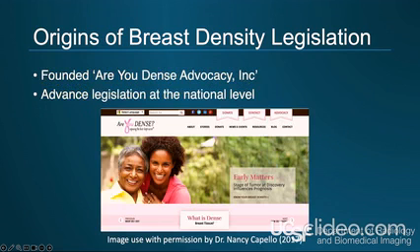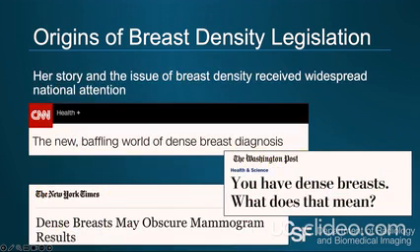In addition, she also founded a nonprofit organization called Are You Dense Advocacy Incorporated. She also started a grassroots movement to advance legislation in other states and took her campaign to the national level. Her story and the issue of breast density received widespread national attention, and her organization was very effective in advocating this cause and getting the word out to the public and to legislatures.